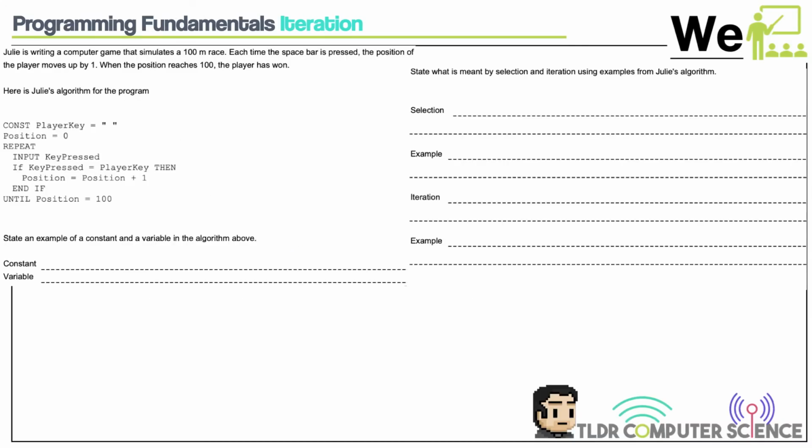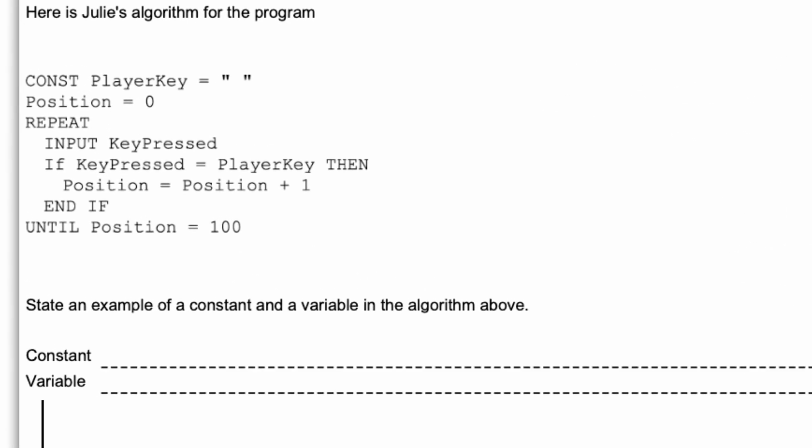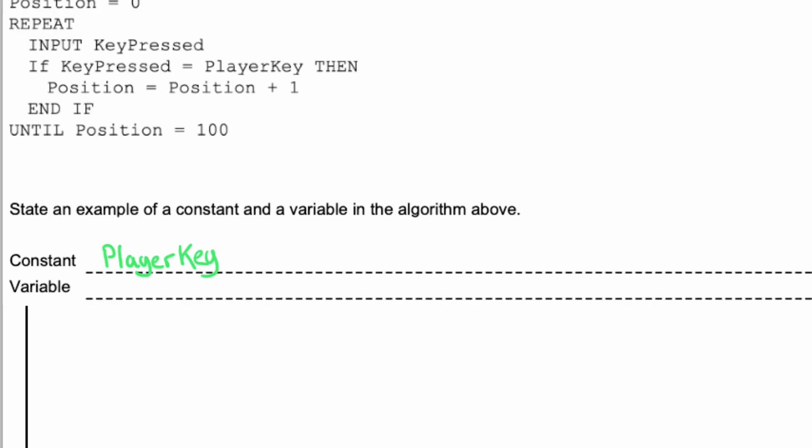State an example of a constant and a variable. Oh, so I'll zoom back in again. The constant, well, that was quite straightforward to see, wasn't it? The constant's this one here, right? Because it actually has the name constant next to it. It's a bit of a giveaway. And we just want to write the name of the constant. So we'll write in player key. Take care to write it exactly how it's written here.